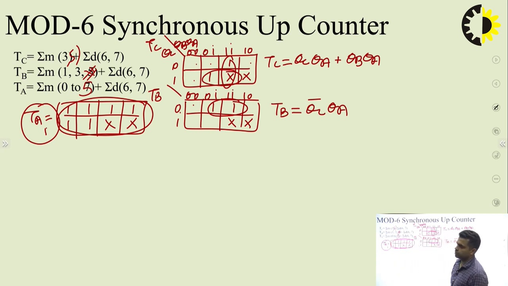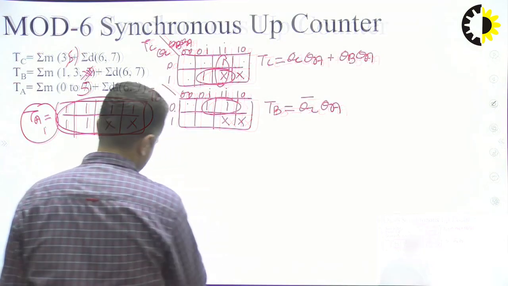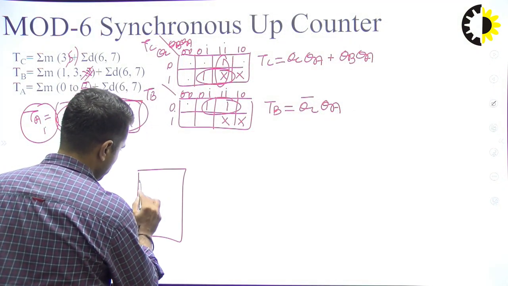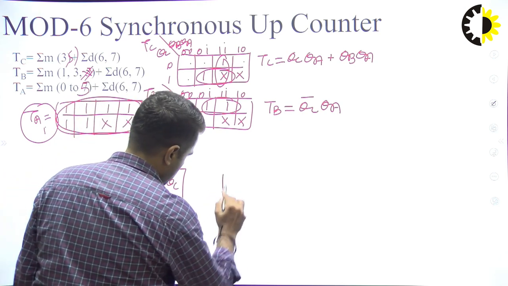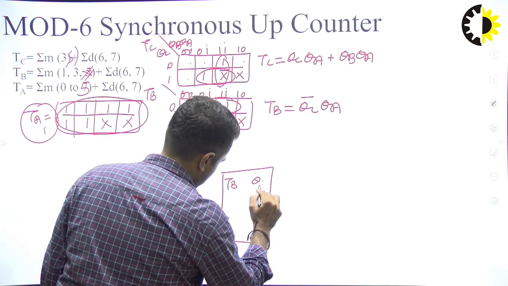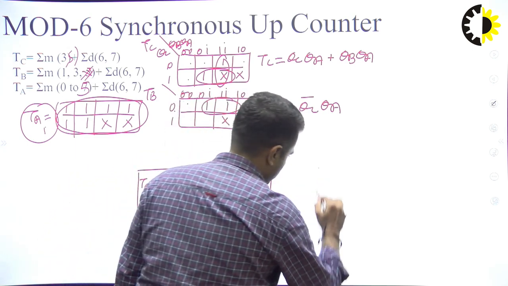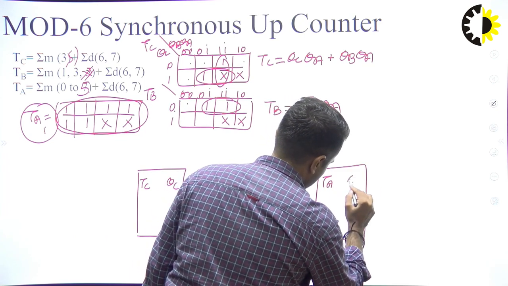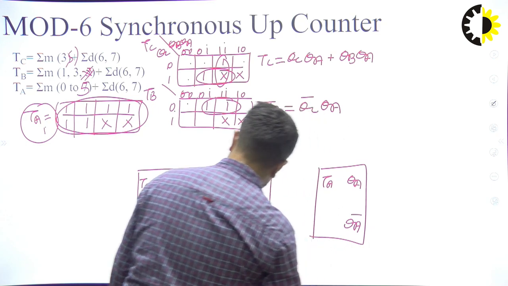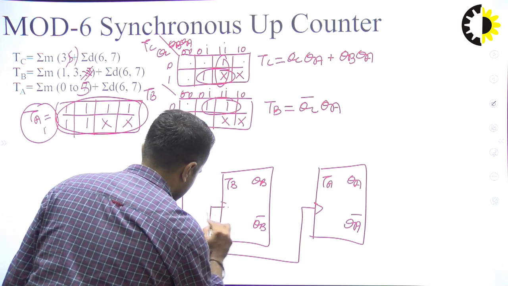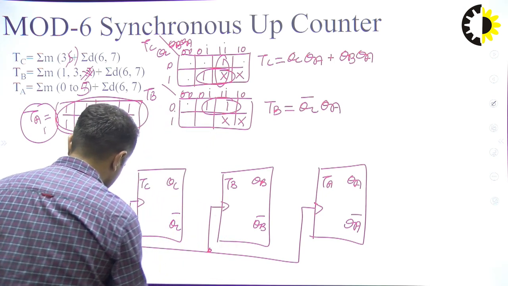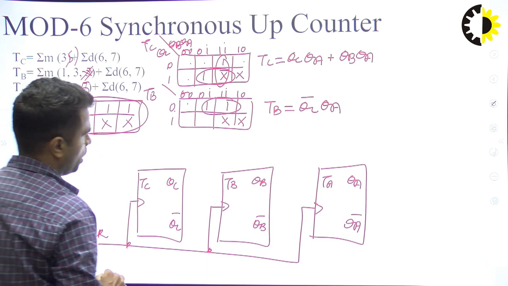Now using these three expressions we can realize the circuit, that circuit I am leaving it up to you, you can make it, or if you want to prepare then we can also prepare. TC, QC, QC bar, TB, QB, QB bar, TA, QA, QA bar, common clock, clock can be anyone, positive edge or negative edge, okay.